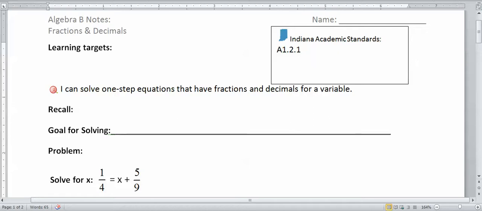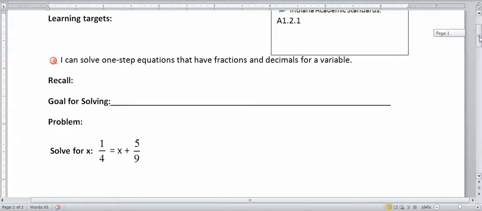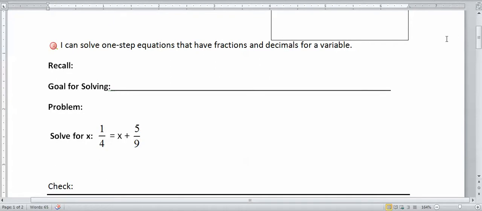Good evening. Today's lesson is over one-step equations with fractions and decimals. And my learning target is I can solve one-step equations that have fractions and decimals for a variable. So recall from last week when we talked about solving one-step equations using addition, subtraction, multiplication, and division. Well, this is the same concept, only using a little bit more complicated problems that involve fractions and decimals.